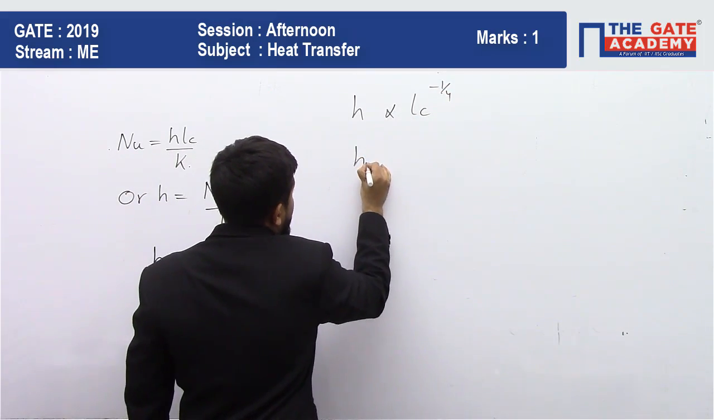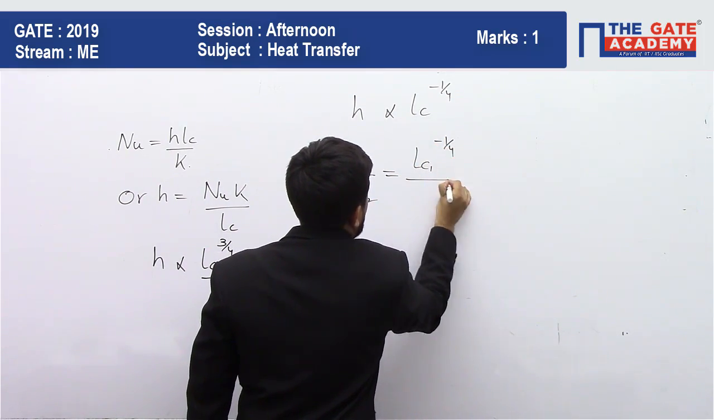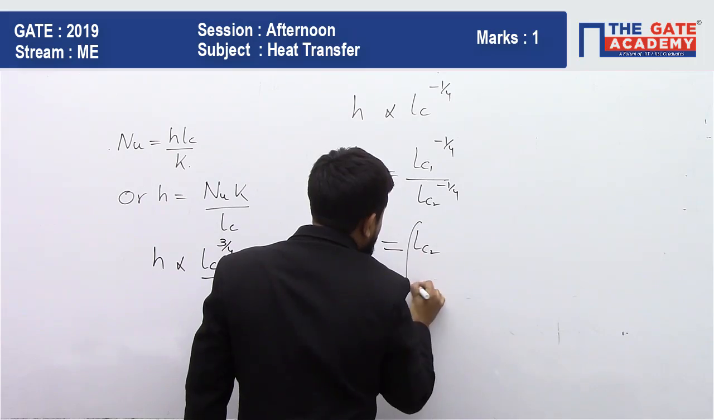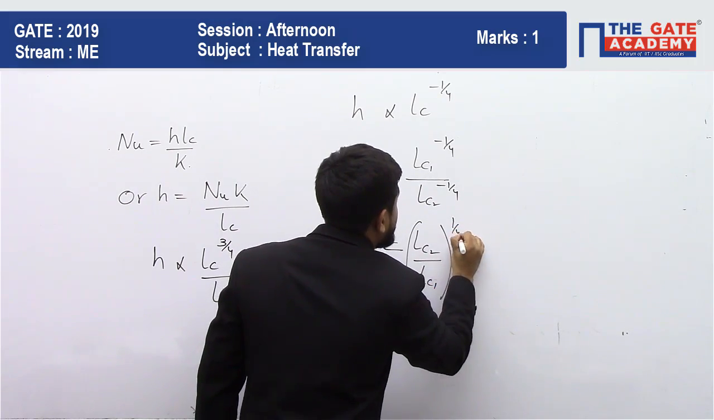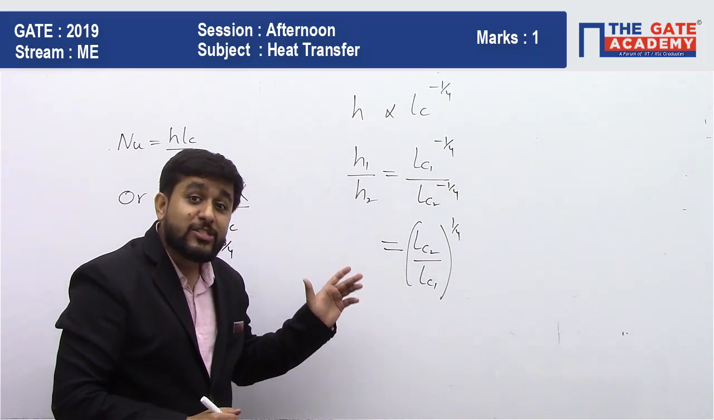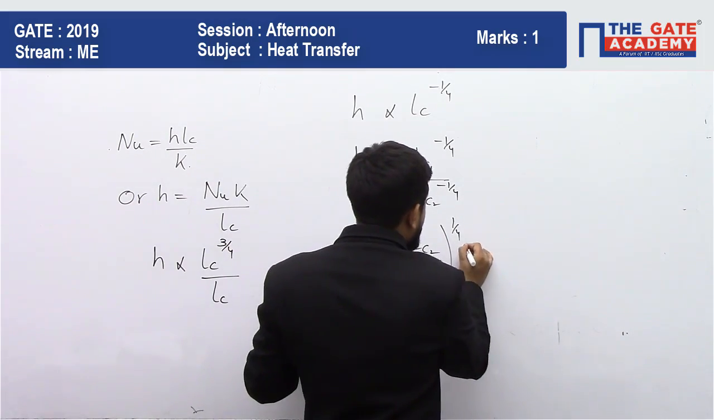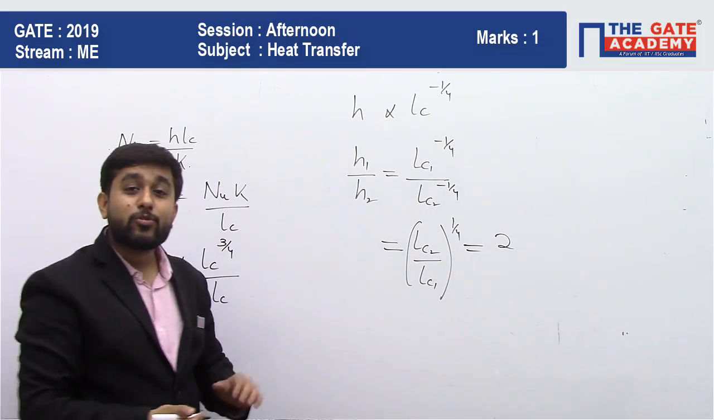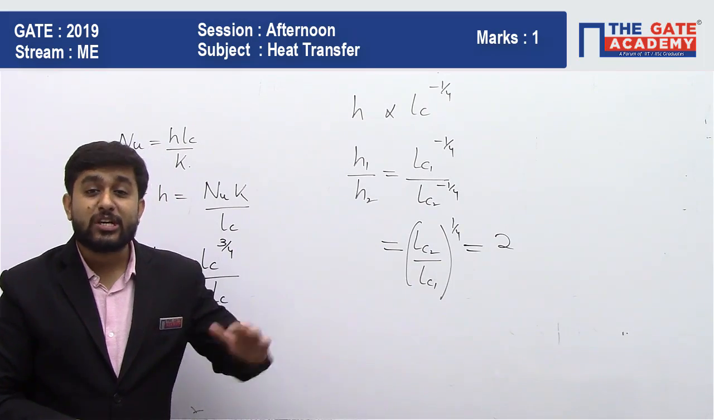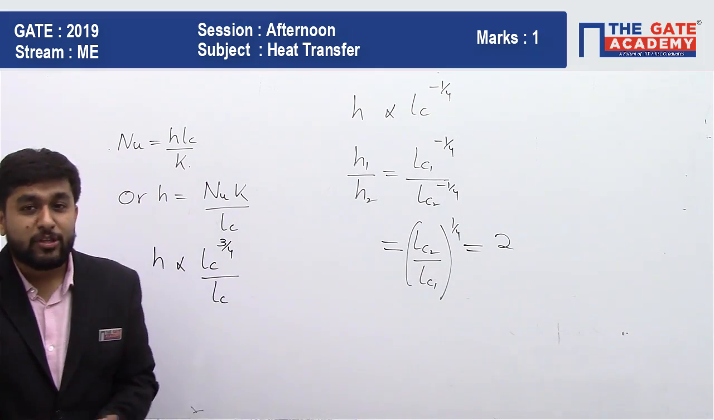This means your H1 by H2 is simply equal to L_C1 raised to power minus 1 by 4 upon L_C2 raised to power minus 1 by 4, or it is equal to L_C2 by L_C1 raised to power 1 by 4. I simply inverse the powers. Now your L_C2 is 16L, L_C1 is L, so this becomes 16 raised to power 1 by 4, that is 2 only. So basically your H1 by H2 is equal to 2, or you can say by increasing the characteristic length 16 times your H is decreasing. Maybe it's because of formation of the bigger boundary layer. Okay, that can be the reason.